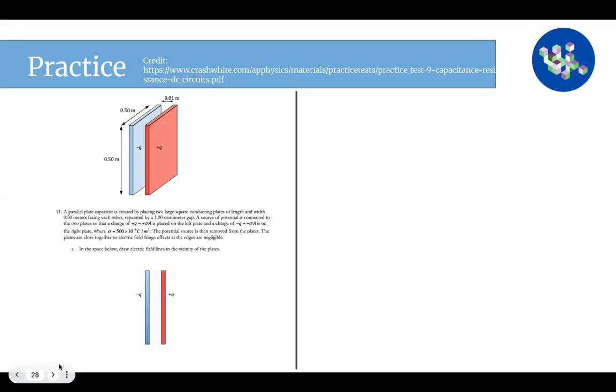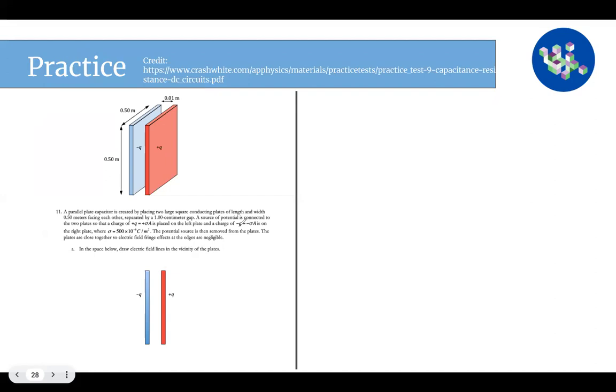Now here's a practice problem. A parallel plate capacitor is created by placing two large square conducting plates of length and width 0.5 meters facing each other, separated by a 1 centimeter gap. A source of potential is connected to the two plates so that a charge of Q equals sigma A is placed on the left plate and a charge of negative Q equals negative sigma A is on the right plate, where sigma equals 500 times 10 to the negative 6 coulomb per meter squared. The potential source is then removed from the plates. The plates are close together, so the electric field fringe effects at the edges are negligible.